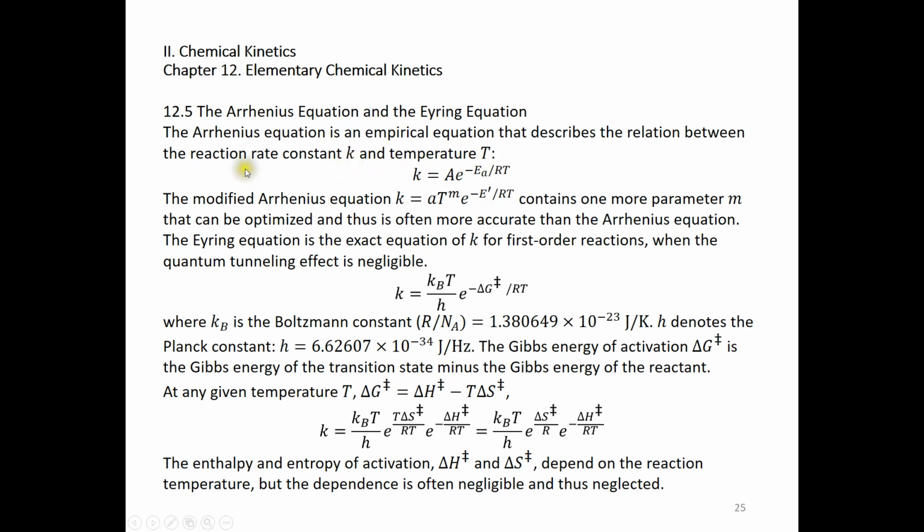Although k is called the reaction rate constant, it's not really a constant. k does depend on temperature. As temperature changes, the rate constant changes. Arrhenius proposed that k is equal to A times e to the power of negative activation energy over RT.